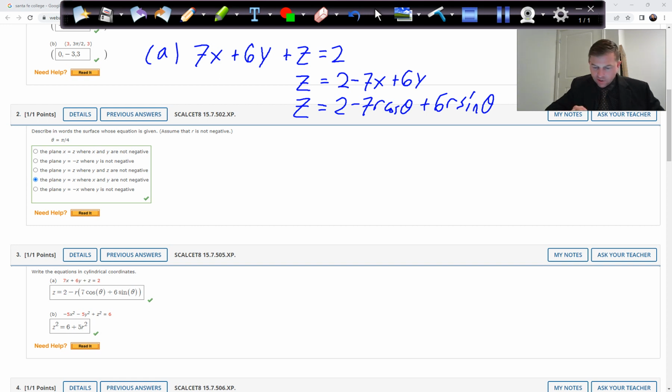Oops, I missed a minus sign here. So if I pull 6y over here, it's not going to be plus anymore. It's going to be negative. And then we have a negative r, so the last thing we can do is factor out a minus r, which leaves 7 cosine theta plus 6 sine theta.